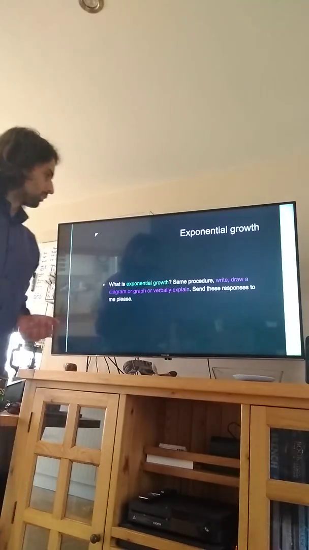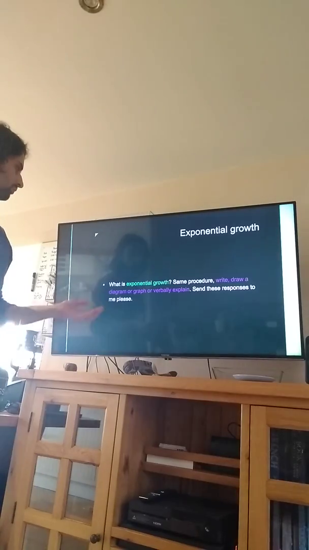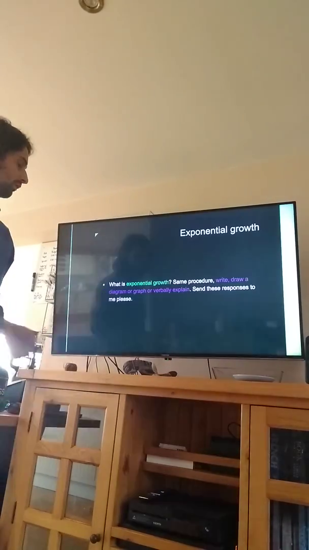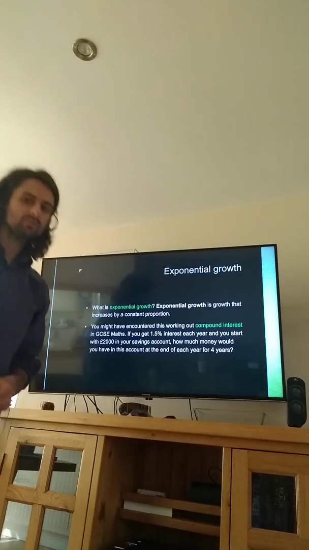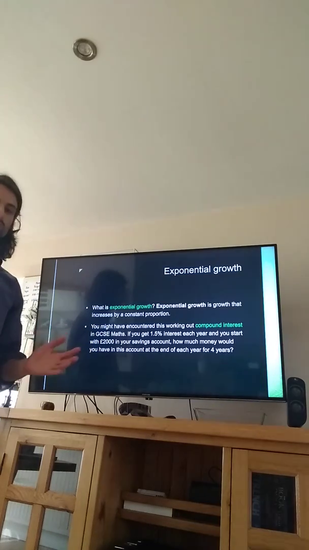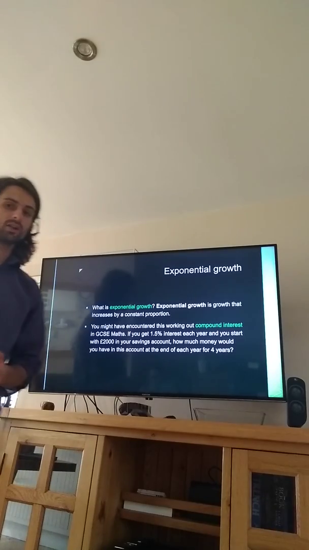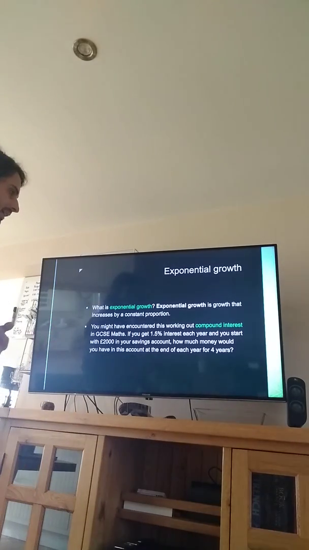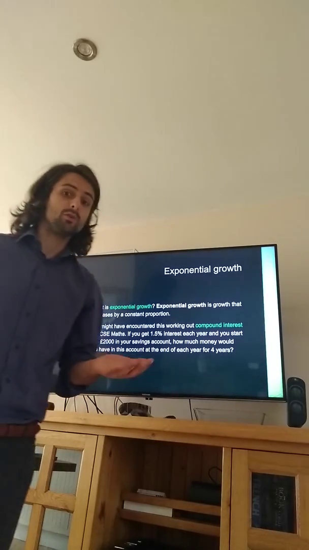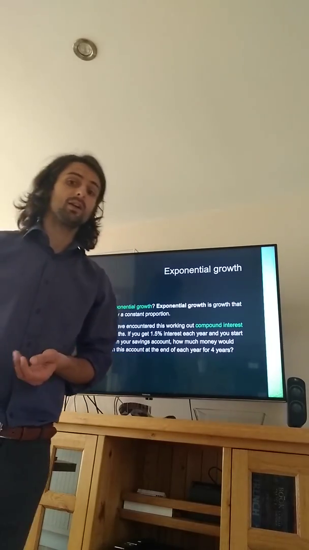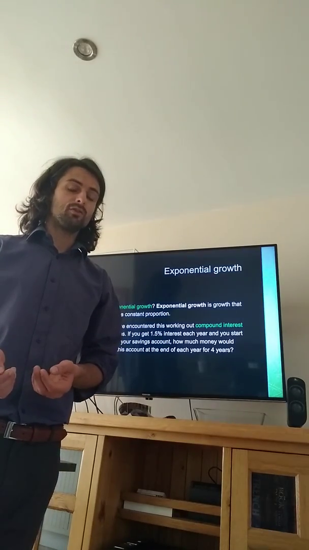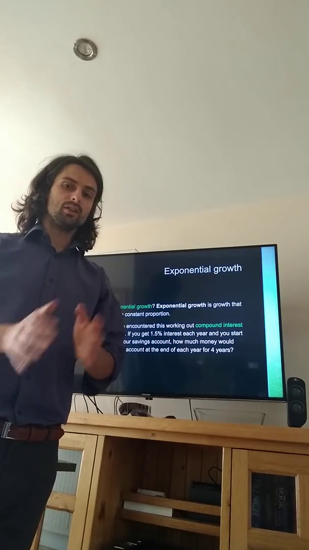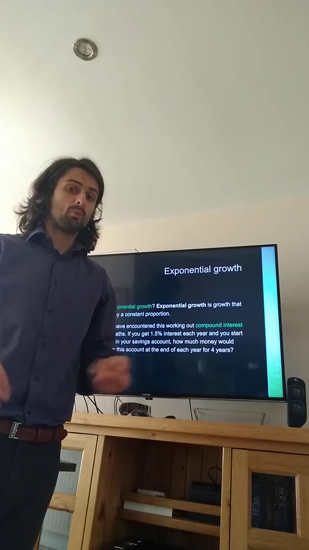What is exponential growth? So the same procedure again, write, draw a diagram or graph, or verbally explain what you think exponential growth is. Exponential growth is growth that increases by a constant proportion. You might have encountered this before when you've looked at compound interest in maths. So for example, if you have opened up a savings account and you're getting 1.5% interest each year on the money you've got in there, then this will gradually increase compound interest with time.